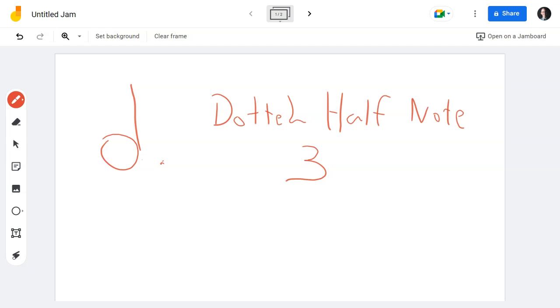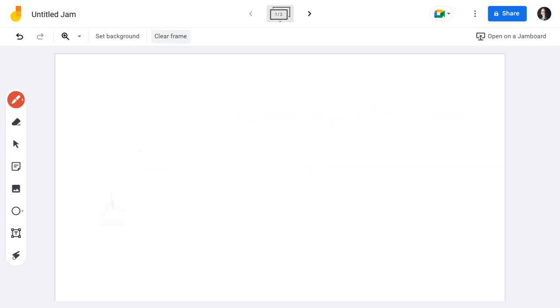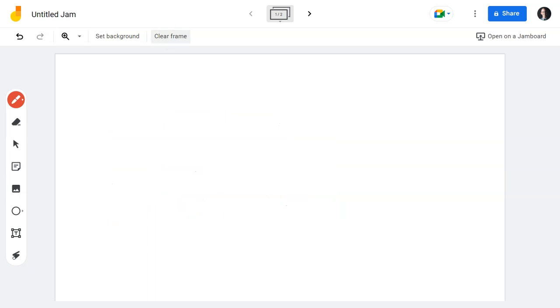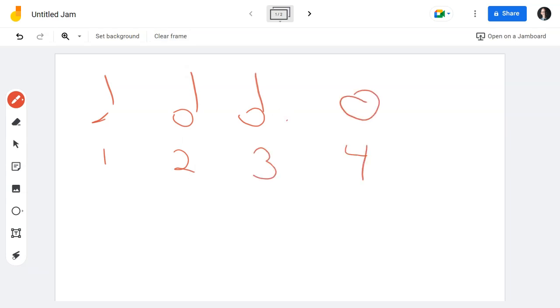So in our measures here, 1, 2, 3, 4. If I've got a quarter note here, and then I want to put a dotted half note in it, there we go. I'm all full up now because I've got something that's worth 3 beats. So now we've got quarter notes which are worth 1 beat, half notes which are worth 2 beats, dotted half notes worth 3 beats, and whole notes worth 4 beats.